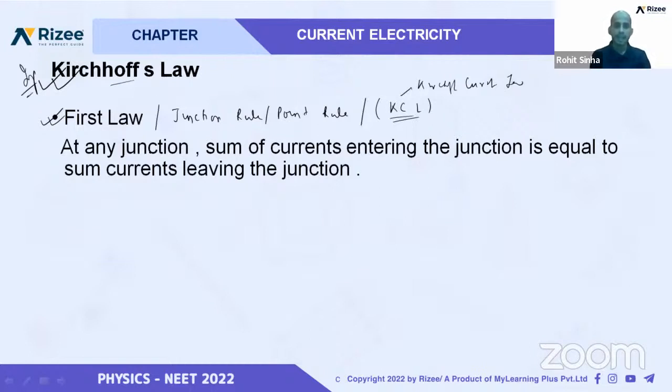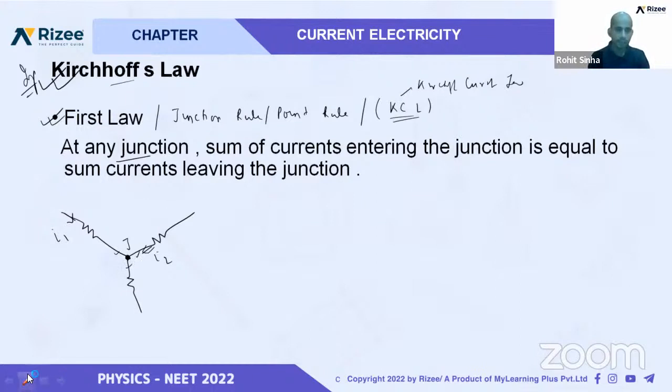It is telling that in any circuit, suppose we are having a network of conductors like this. Let me take 3 branches of the network. Suppose from here a current I1 is coming, and from here current I2 is coming. At any node, at any junction, let us say junction J. Junction means a point where more than 2 branches of a circuit meet. You can see here at this point 3 branches are meeting, so it is a junction.